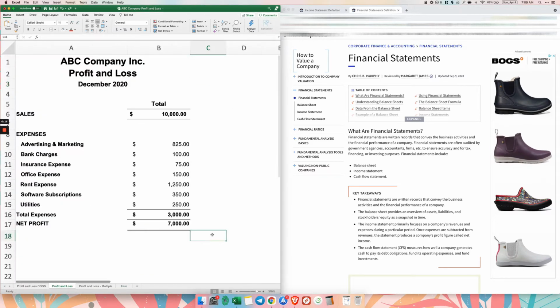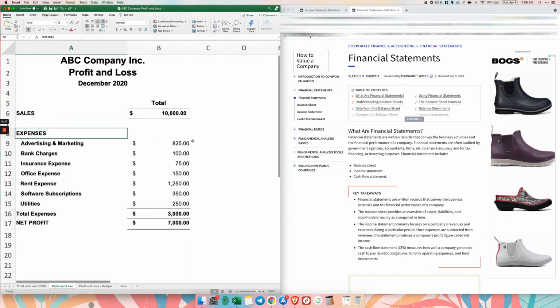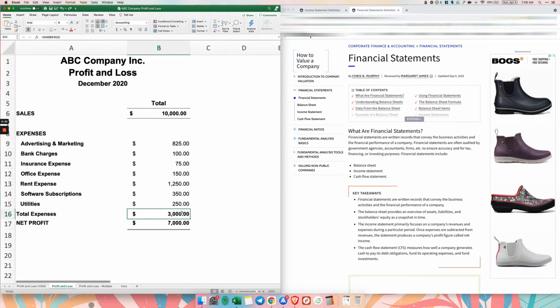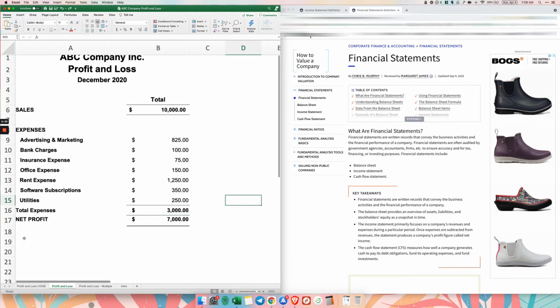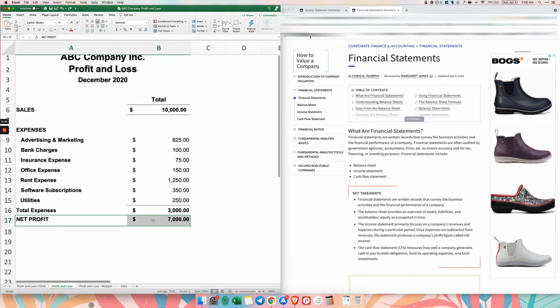So this is a basic profit and loss statement or income statement. Income statement can also be called profit and loss statement. It shows you your sales and then it shows you your expenses. So let's say for this income statement, you have $10,000 of sales and then $3,000 of expenses. So your net profit is $7,000. Remember, this is net profit.